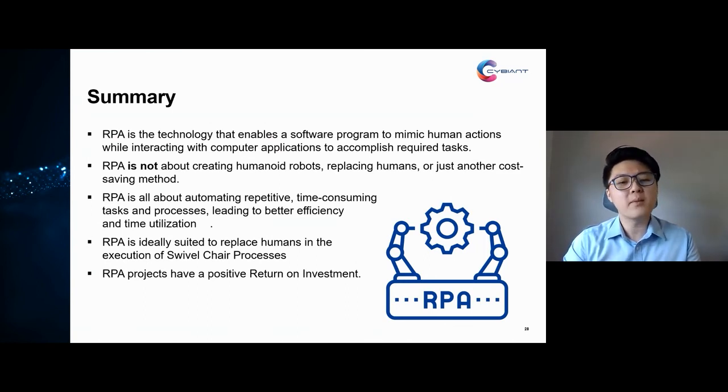But in fact, we need to remember that RPA is all about automating repetitive, time-consuming tasks and processes, and allowing you to achieve better efficiency and time utilization. And as you know, RPA is ideally suited to replace humans in the execution of swivel chair processes. And the last thing we need to understand is that deploying RPA has a positive return on investment.